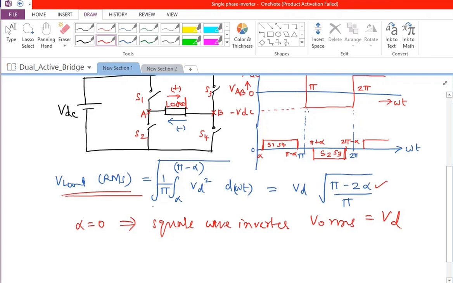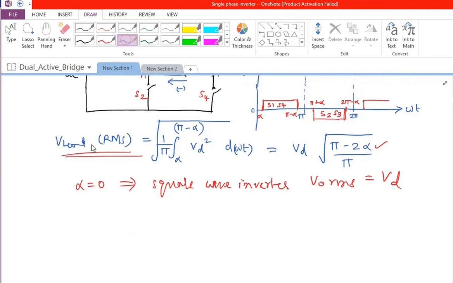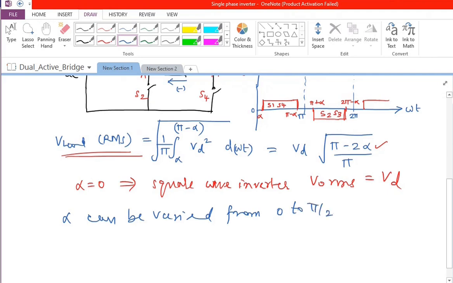further and further. So by increasing alpha, you can say alpha can be varied from 0 to pi by 2 at the most, because if you make it pi by 2, then the pulse width is going to be literally 0. There will not be any pulse at all. So alpha can be varied from 0 to pi by 2.